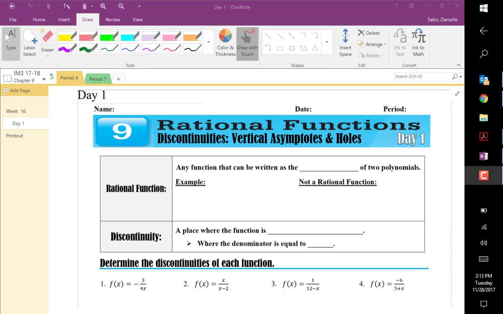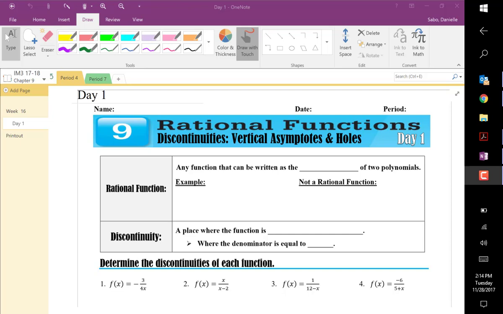Take your time when we're doing these problems. So we're talking about rational functions. You have not learned any of this, I believe, in the past. So this will be brand new information, whereas last chapter you spent a whole unit on factoring. This chapter, I'm like 90% sure that you guys did not do anything with discontinuities and rational functions.